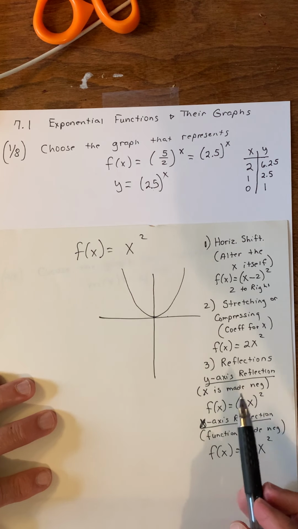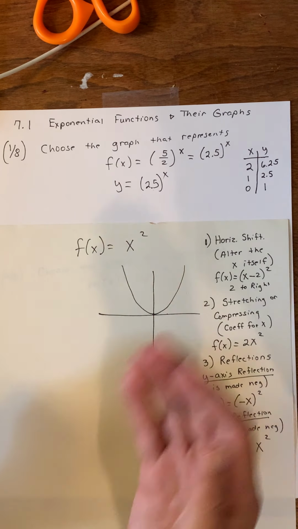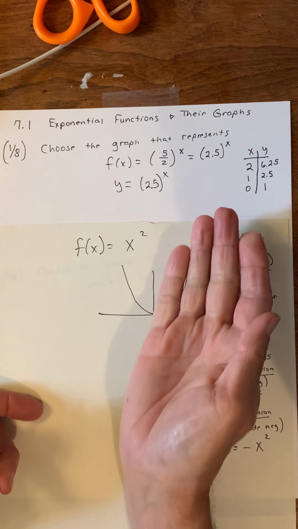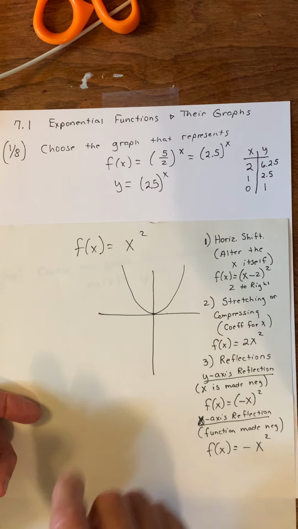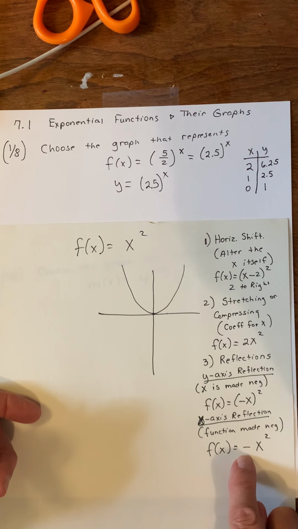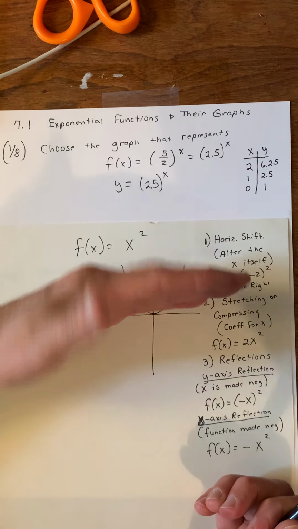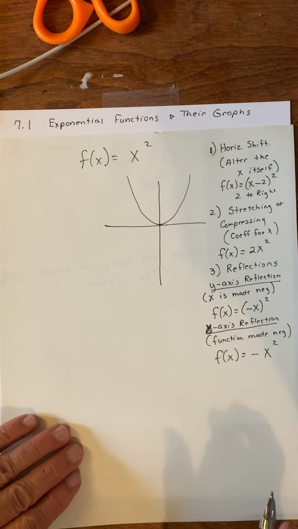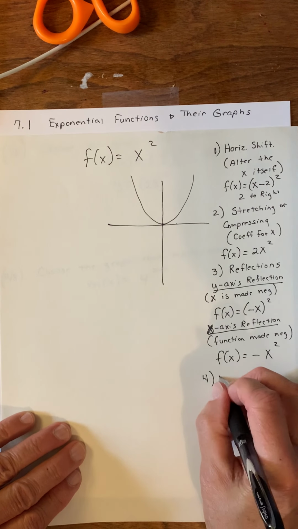But a y-axis reflection, when the x is made negative, flips the graph over the y-axis. In this case, it wouldn't change it at all. This part flips over here and looks like that. This part flips over here and looks like that. If I had the x-axis reflection, where the whole function is negated, it would flip the whole thing upside down over the x-axis. The final kind of transformation that we look at is, of course, not a horizontal shift, but a vertical shift.